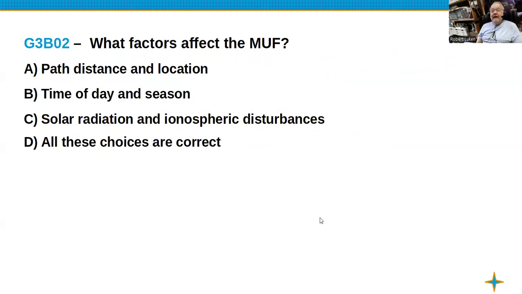What factors affect the MUF? Delta. All of the above. Yep, pretty much everything.